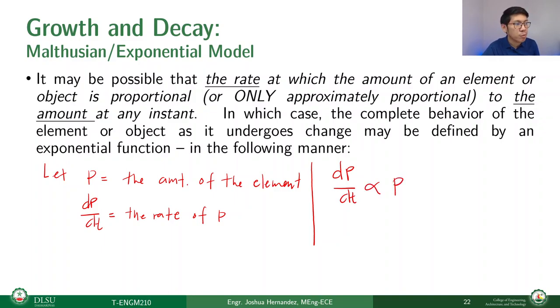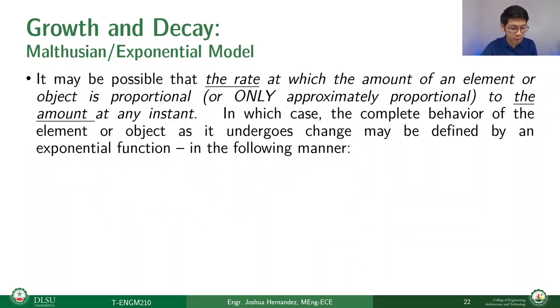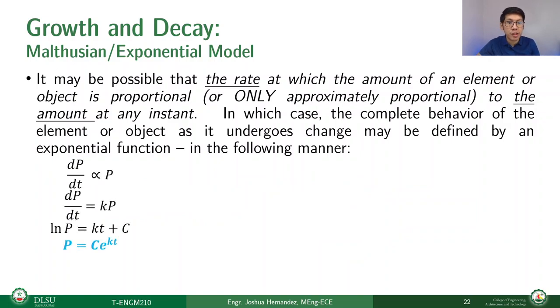And if we have a direct proportionality relationship, we can introduce a proportionality constant. So that is K. Let K be our proportionality constant. So that's dP over dt equals K times P, as we remember from our algebra. So what we can see here is a differential equation. I just wrote it so we can see the flow of logic.